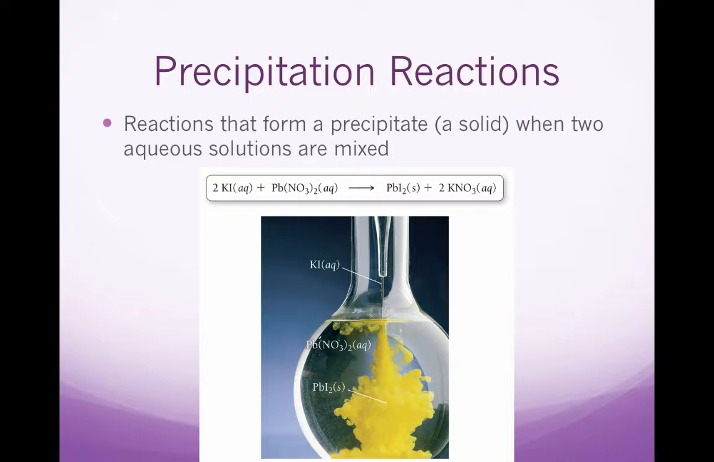So precipitation reactions are reactions that form a precipitate, which is a solid, when two aqueous solutions are mixed. So here we have potassium iodide solution and lead nitrate solution. These are both aqueous solutions. Both of these compounds are soluble. When you mix them, though, you make solid lead iodide and aqueous potassium nitrate. And you can see here, this yellow mass it's forming, that's solid lead iodide. So this is a precipitation reaction. The lead iodide is the precipitate.